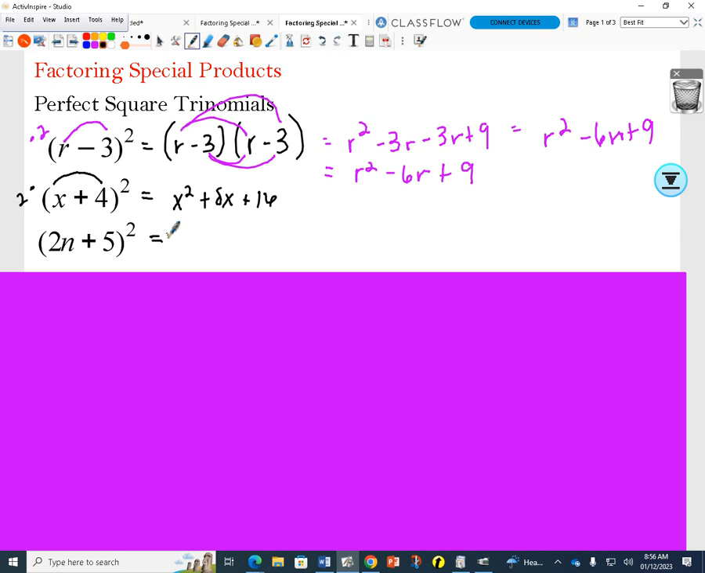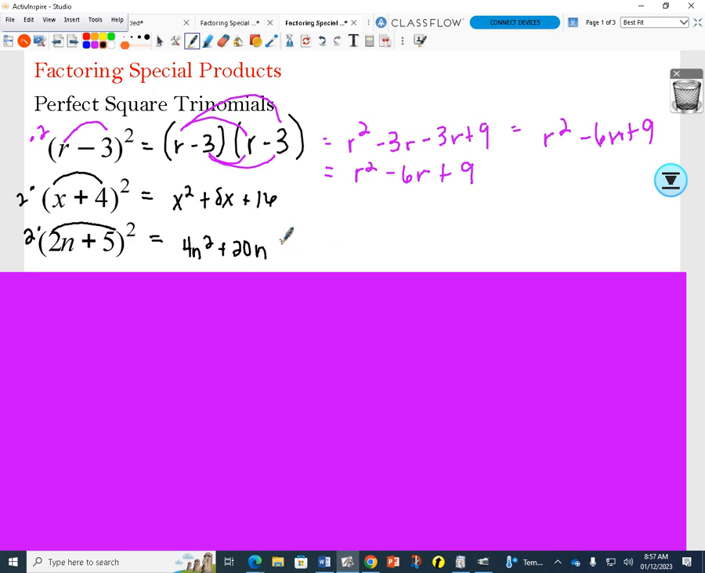Can anybody use the shortcut and tell me the product? Riley, can you use the shortcut and give me the product of 2n plus 5 squared? 10n times 2, right? So what's 10n times 2? Perfect. Square the last term.